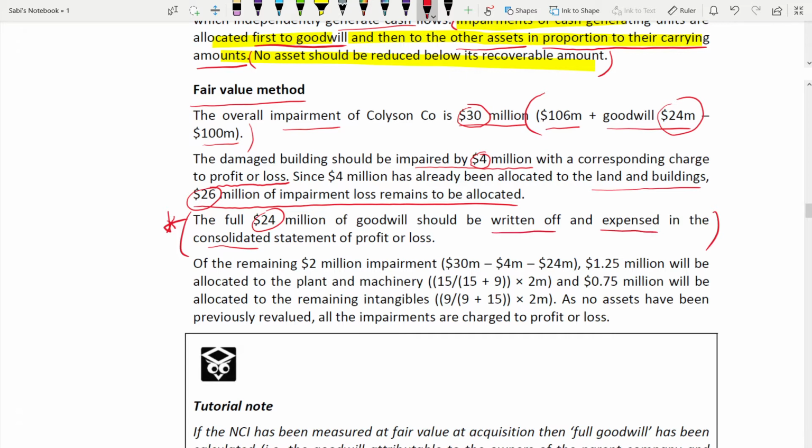When you are allocating against something, it is expensed. Where? Statement of profit or loss. Consolidated statement of profit or loss, not just statement of profit or loss. If you just write statement of profit or loss, you'll be wrong. You have to write consolidated statement of profit or loss.